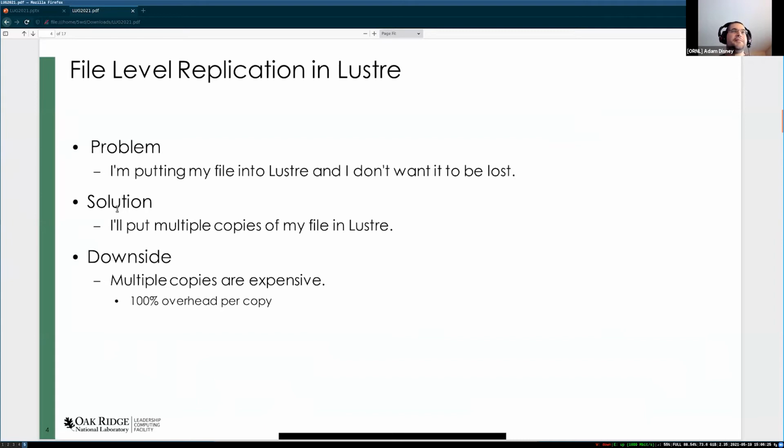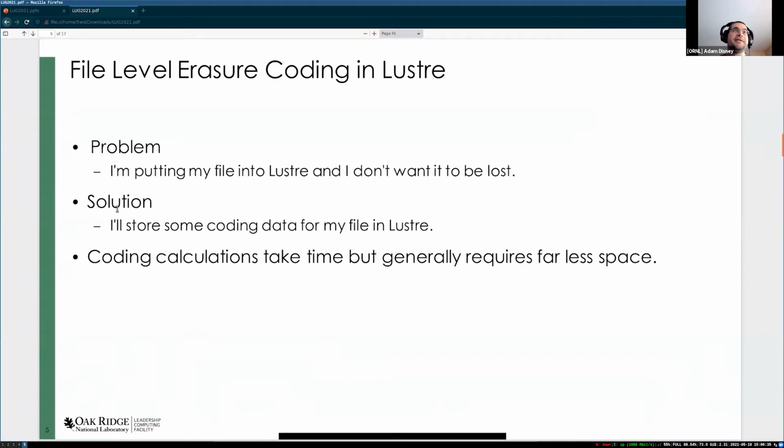So essentially what file replication does is you just make multiple copies, really easy to understand. But the downside is that every copy is 100% overhead. So what does erasure coding do? It solves the same problem, but you calculate some coding data that's stored with your file in Lustre. This coding data takes some time to calculate, but it generally requires far less space than just making copies of your file.